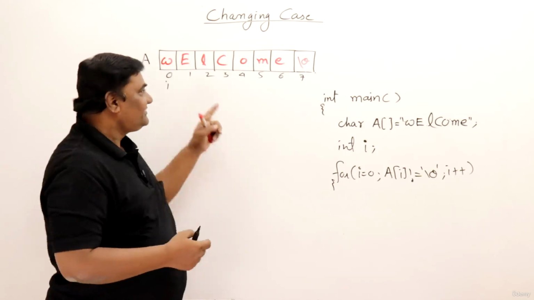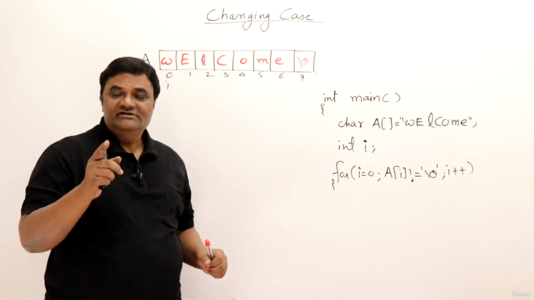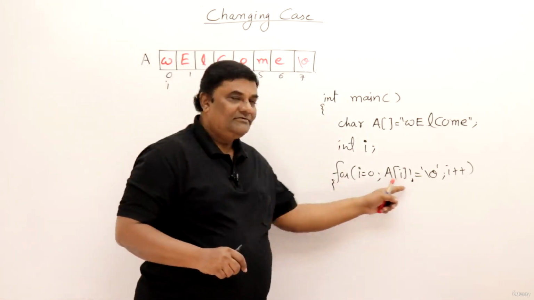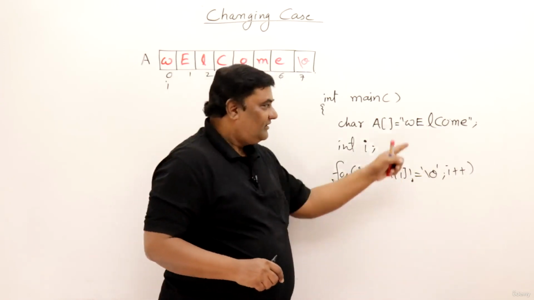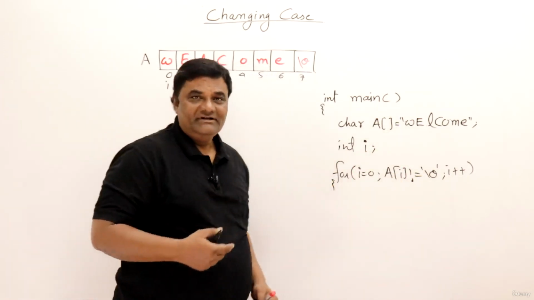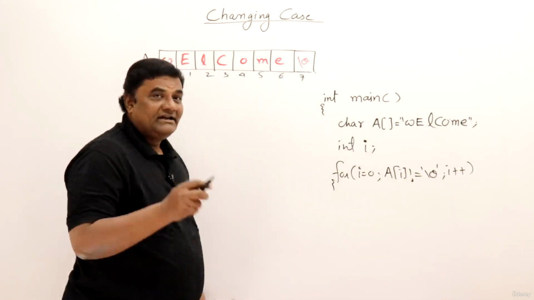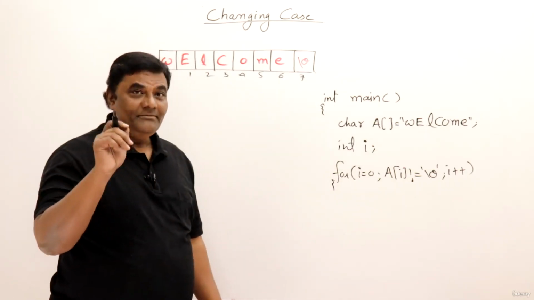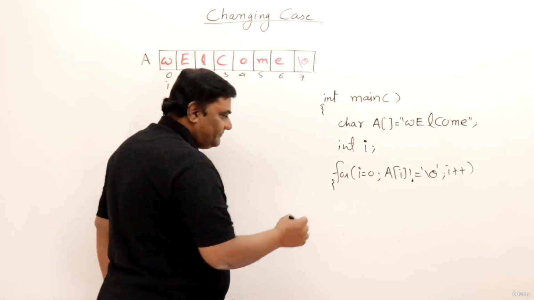So for that, I should scan through this whole string. For scanning through a string, I need a for loop. Already I have a for loop. Now in this string, inside this for loop, I will modify the alphabets. So here what I have to do is check if it is uppercase. So first check if it is uppercase.